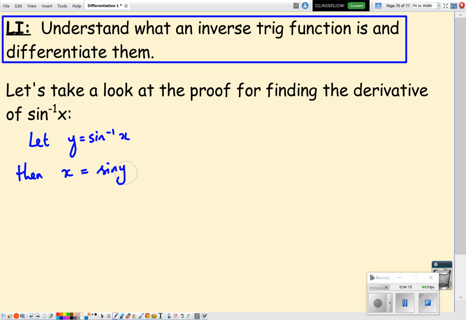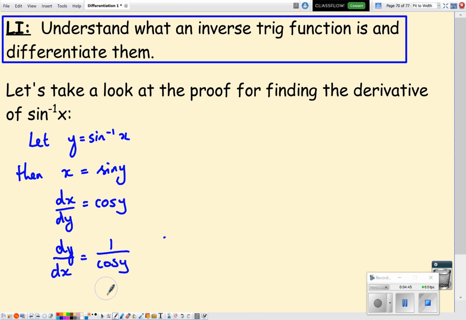Now, if we were to differentiate that line, that would let us get dx by dy. That would just be cos y. Okay, that's fair enough, but we want dy by dx. Well, dy by dx will be the reciprocal, so dy by dx is 1 over cos y. But we want the derivative in terms of x. That's what we would prefer.